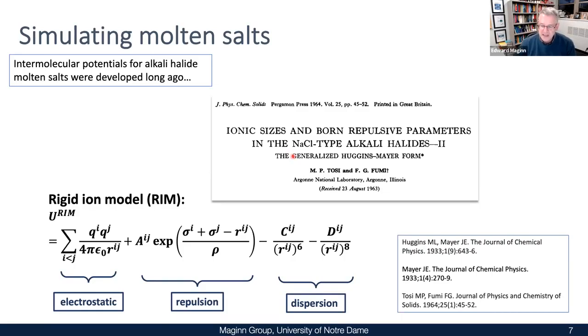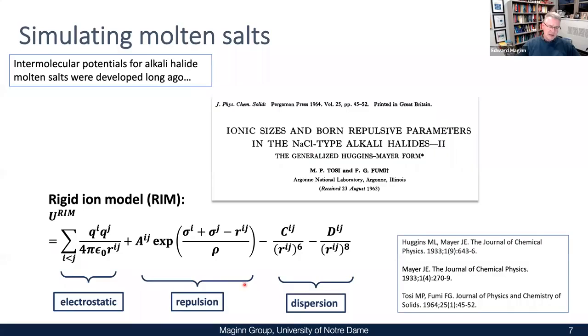People developed potentials, or energies if you will, these potential functions that treated the behavior of alkali halides and salts in general way long ago, back in the 1930s. Mayer and Huggins did this, and then Tosi and Fumi, who were at Argonne at the time, back in the 1960s, developed parameters for all of the alkali halides that form a rock salt type structure. And they did that based on properties of the crystalline materials, which they knew.